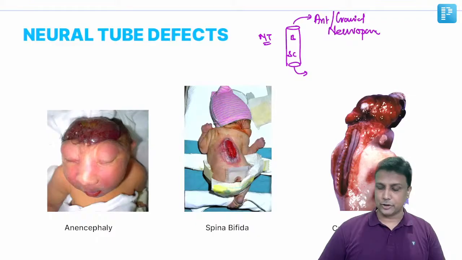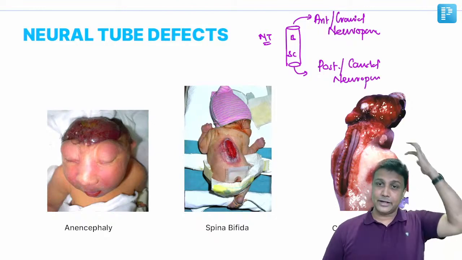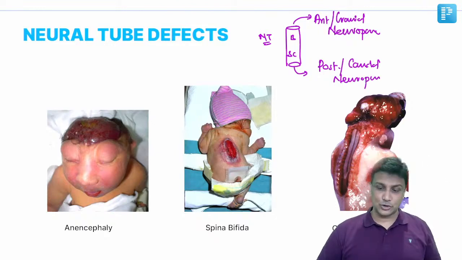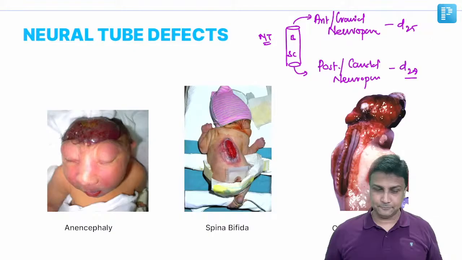Anterior or cranial neuropore, and this one here will be the posterior, also referred to as the caudal neuropore. Now normally what should happen, do we have any opening in the brain here right now? No, that means it has to be closed. Remember, the cranial neuropore closes on the 25th day, whereas the caudal neuropore closes by almost the 28th day. 25th day and 28th day, it has to be closed.